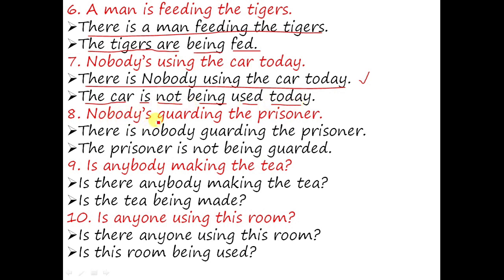Similarly, nobody is guarding the prisoner. There is nobody guarding the prisoner, or there is not anyone guarding the prisoner. And passive, the prisoner is not being guarded.